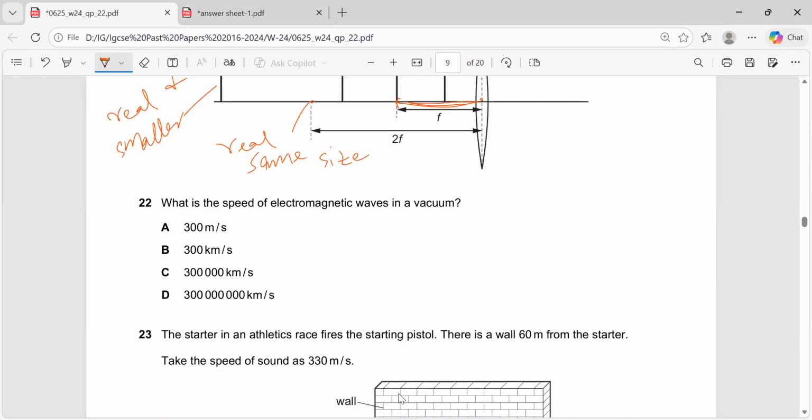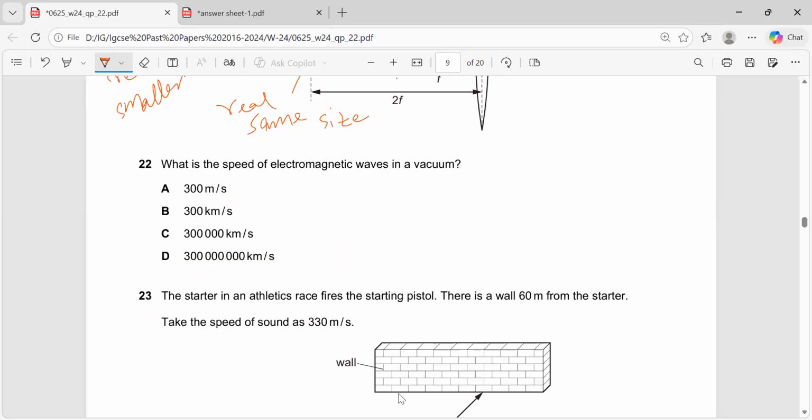Next, my dear friends, 22. That is very simple. What is the speed of electromagnetic waves in a vacuum? So 3 times 10 raised to the power 8 meters per second. So this option A is correct. All the others are in kilometers per second. How much will it be? 3 times 10 raised to the power 5 kilometers per second, because if you divide by 1000, it will be 8 minus 3. 1000 means 10 raised to power 3, so dividing gives 1 over 1000.